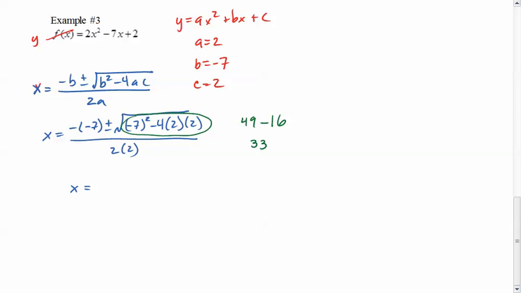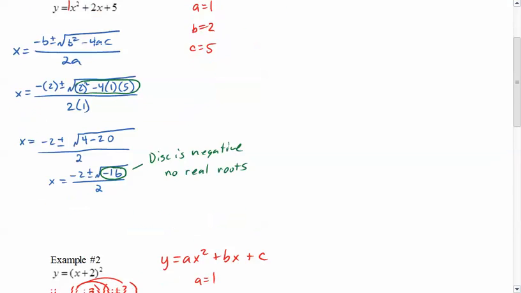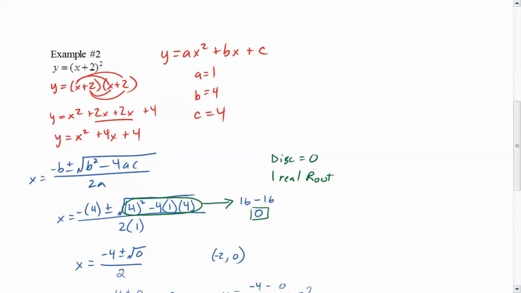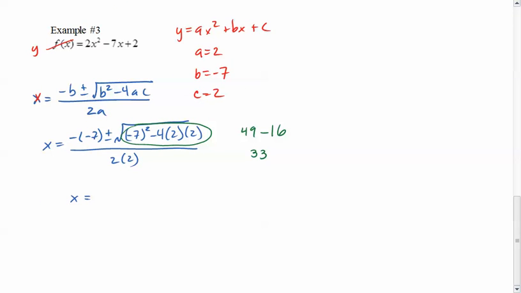Okay, now that is a positive number, which means I'm going to have 2 real roots, right? We looked at the 2 examples previous. In the first one, I got a negative discriminant. That meant no real roots. In this one, I got a discriminant of 0. That meant there was 1 real root because I was adding and subtracting 0. In this one, I've got a positive discriminant, therefore 2 real roots.